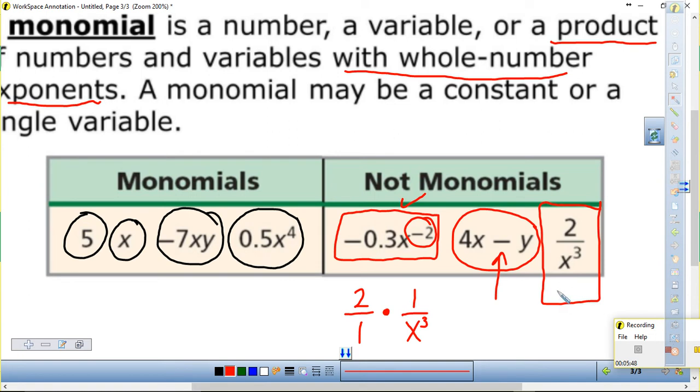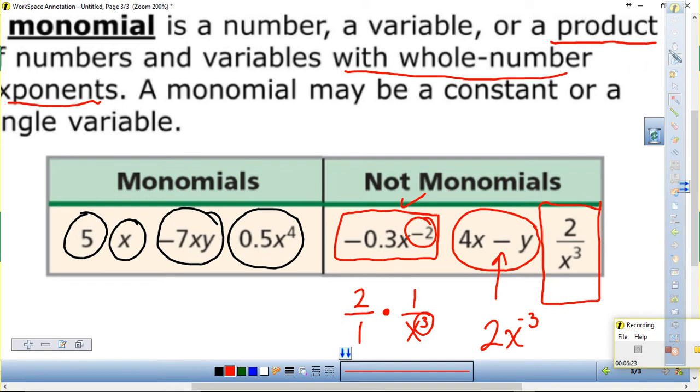Clarissa. The exponent on the 3 is negative. So think about it. Before it went to the denominator, what did it look like? Tell your neighbor, please. That is correct. So this was written as 2x to the negative 3. So therefore, it's not a whole number exponent. Everybody clear on what monomials are?